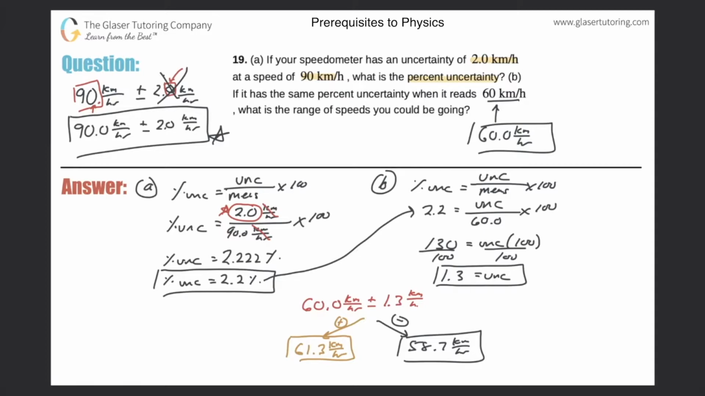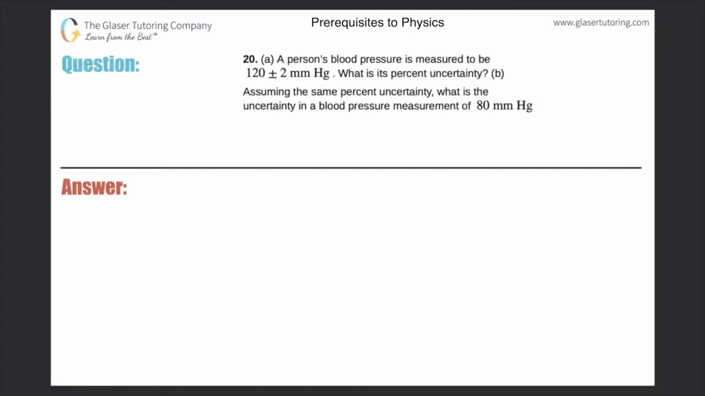It's all consistent. So notice the number on the left is the lower range and the value on the right-hand side is the upper range. And now that would be a complete answer to the problem. Number 20, Part A. A person's blood pressure is measured to be 120 plus or minus 2 millimeters of mercury. What is its percent uncertainty?